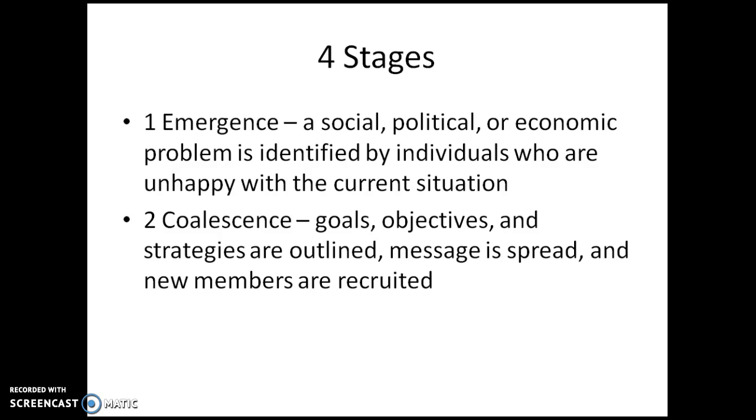After the emergence of the movement, then you see coalescence, and that's where we see goals, objectives, and strategies are outlined and the message is spread.